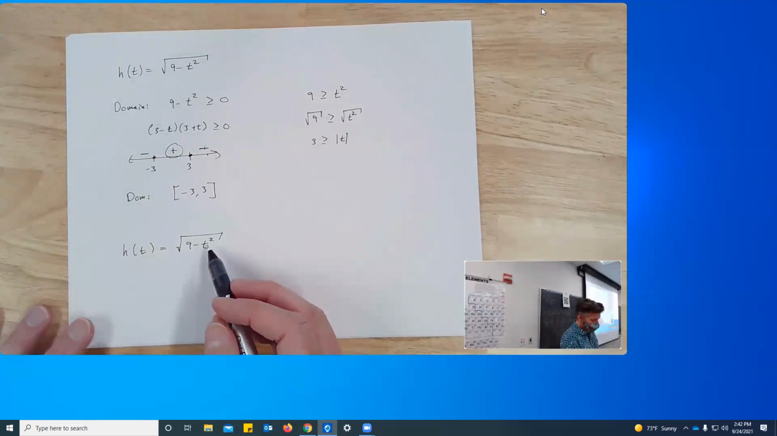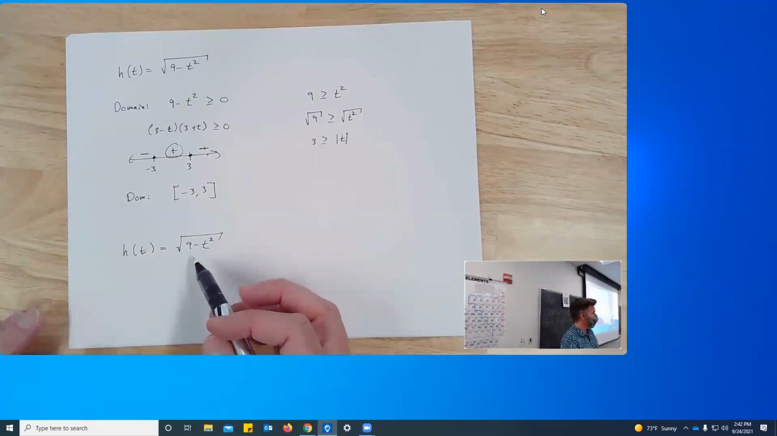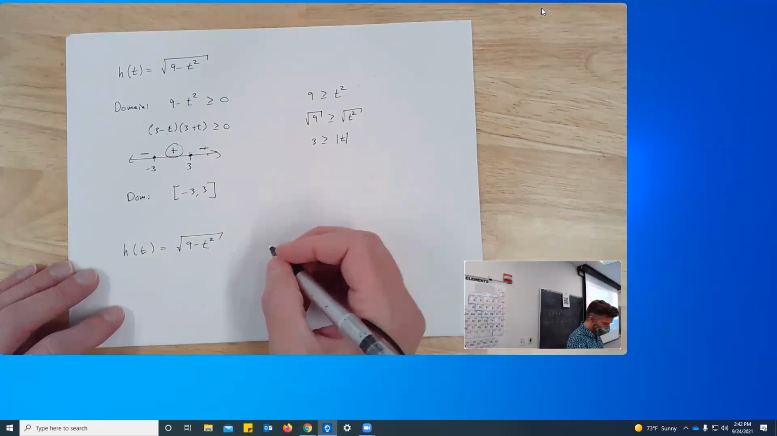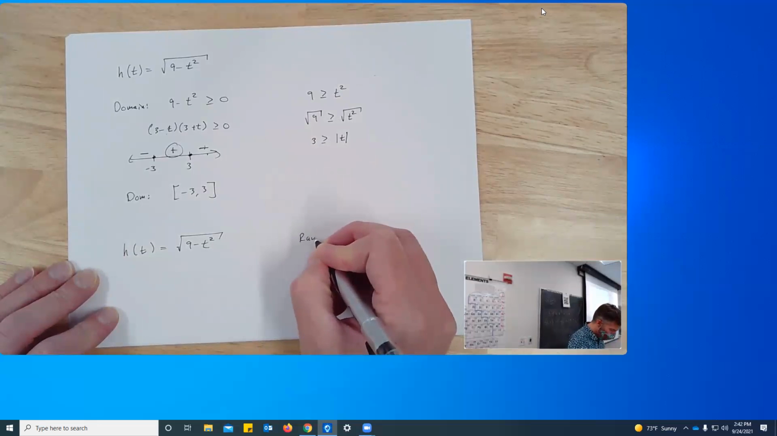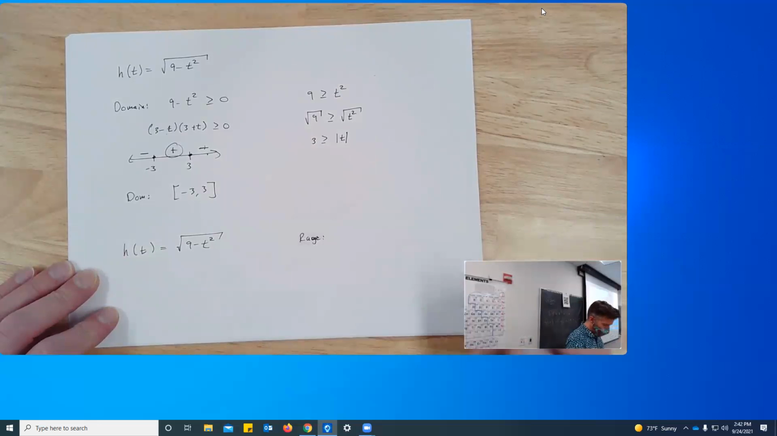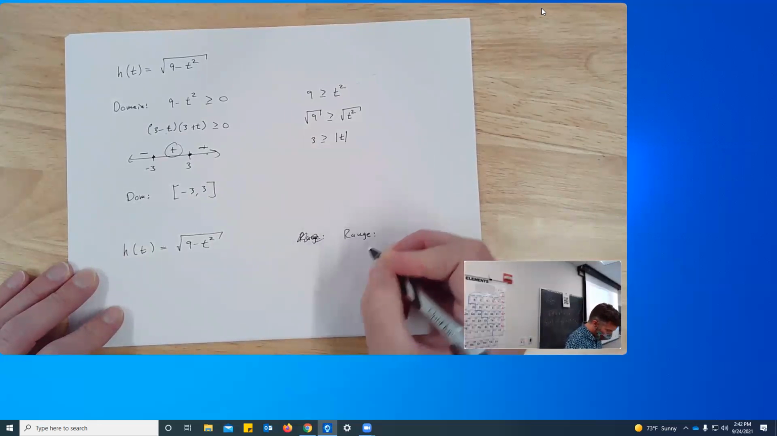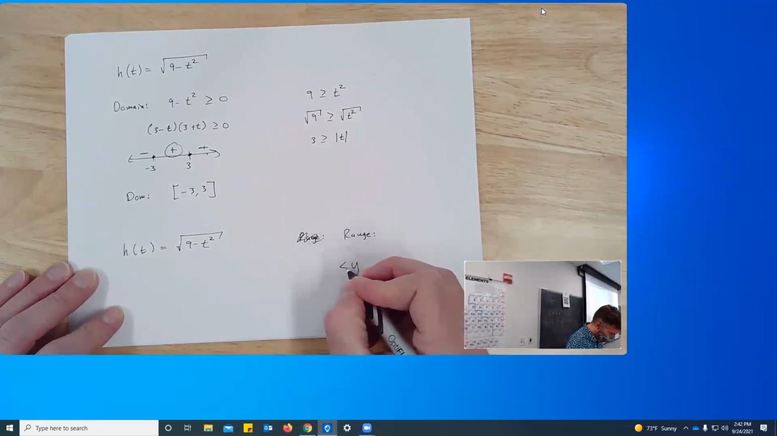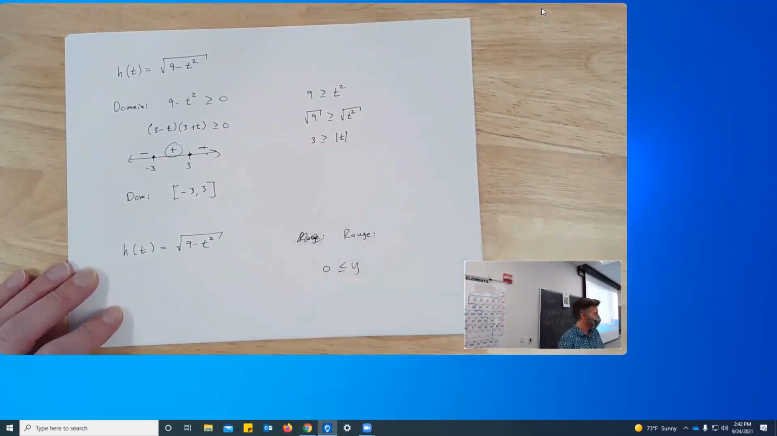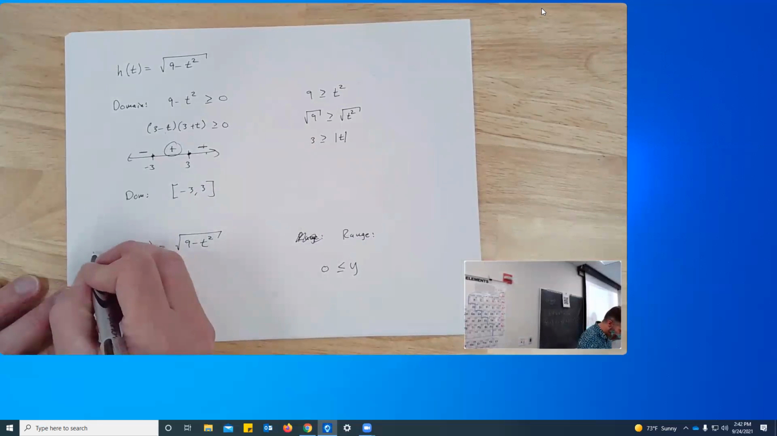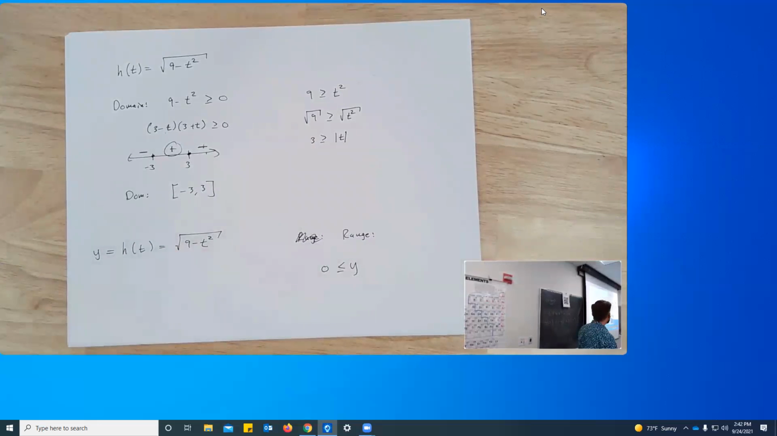So is there a number we could pick for t that would get us 0? Totally, yeah. So 0 is in the range. So the range, you can think about the y value. The y values certainly have to be bigger than or equal to 0, and we can get 0 for sure. What's the largest y? And I know I'm using y kind of interchangeably with the function name here. What's the largest y value you can get?